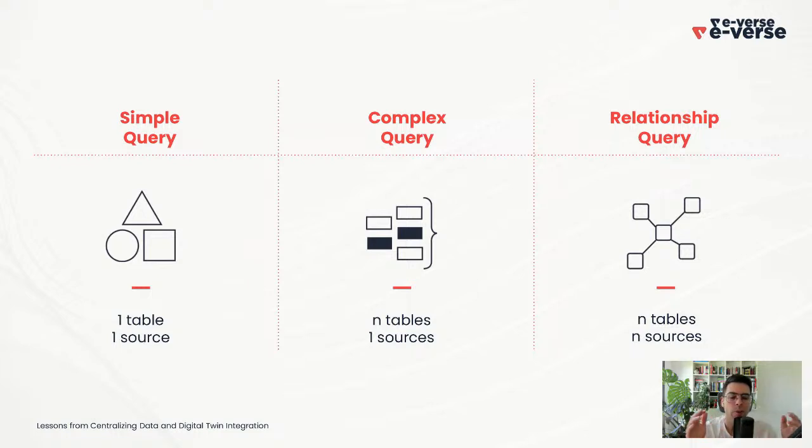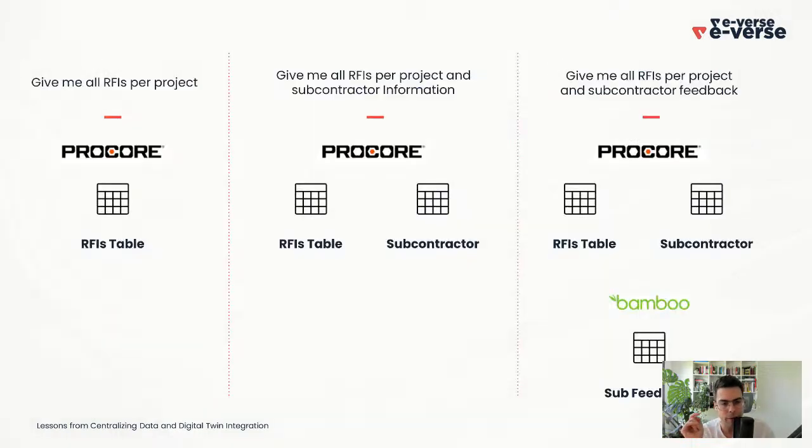A complex query for us is if we have to basically integrate data from multiple tables, so multiple tables from Procore. And then the last one, which is much more complex, is relationship query, where you have multiple tables from multiple sources. So, for example, if I have a project in Autodesk Construction Cloud, a project on Procore, I need to find a way to tell my report that this project is the same project as this one. So there needs to be an ID or something that makes the connection. And this is much more complex. So we defined it on these three levels of difficulties when we started implementing it.